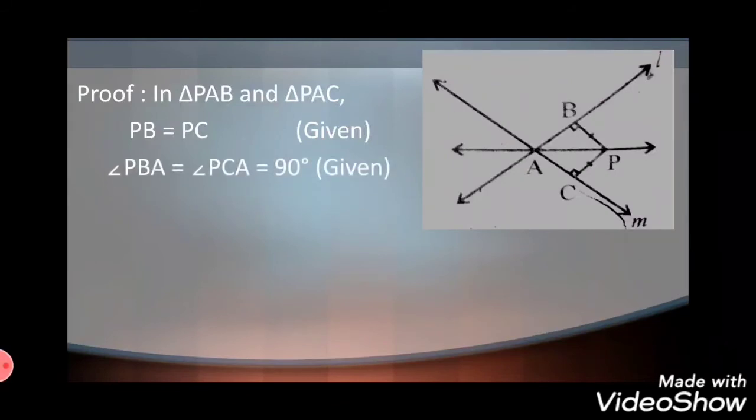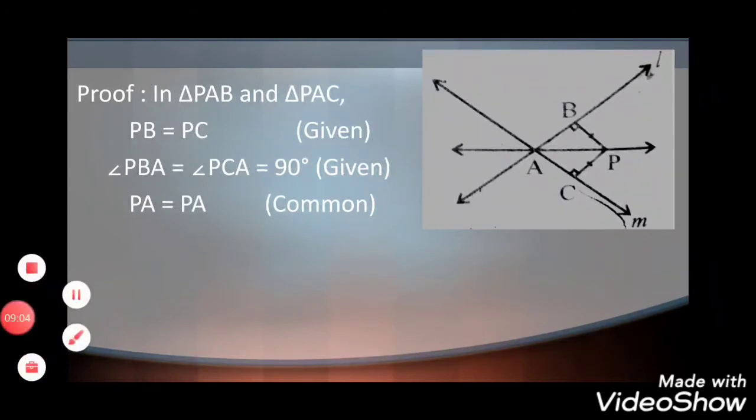Angle PBA equal to angle PCA equal to 90 degrees. This is also given. How given? Because it is already given that PB is perpendicular to line L and PC is perpendicular to line M. And PA equal to PA, this is the common side between both the triangles.